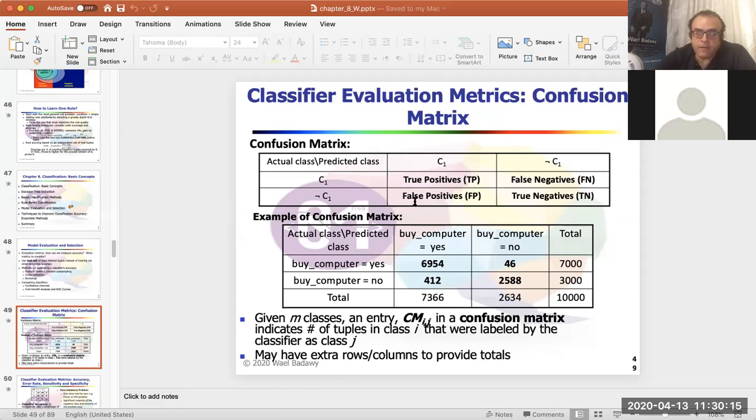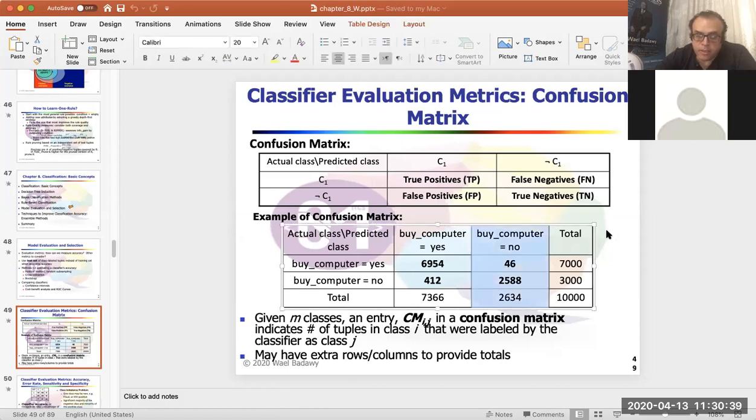Then you have false positive and true negative. Usually you have false positive and true negative, and sometimes you have true positive, and true positives and true negatives basically mean you have a correct detection. You may have some false positives from noise, but if you have a false negative, it means you cannot classify.